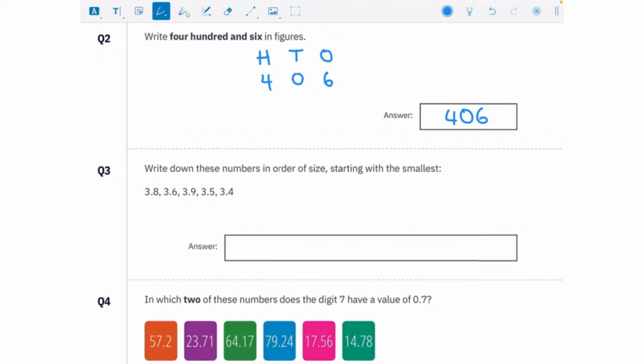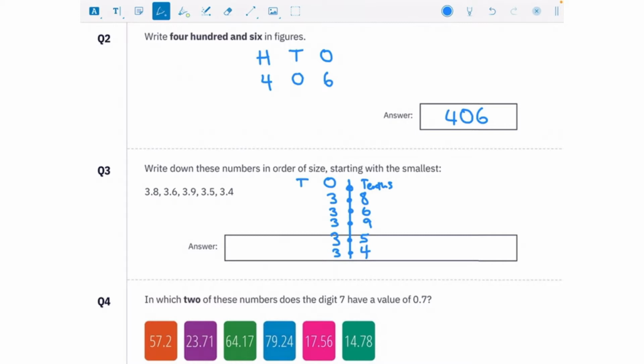So I find it helpful to, again, put them in that grid. We've got the point here, so this is going to be our ones and our tenths on this side. We've got the tens here, not that we've got any, but we've got 3.8, 3.6, 3.9, let's just make this longer, I'll rub it out in a minute, 3.5 and 3.4.